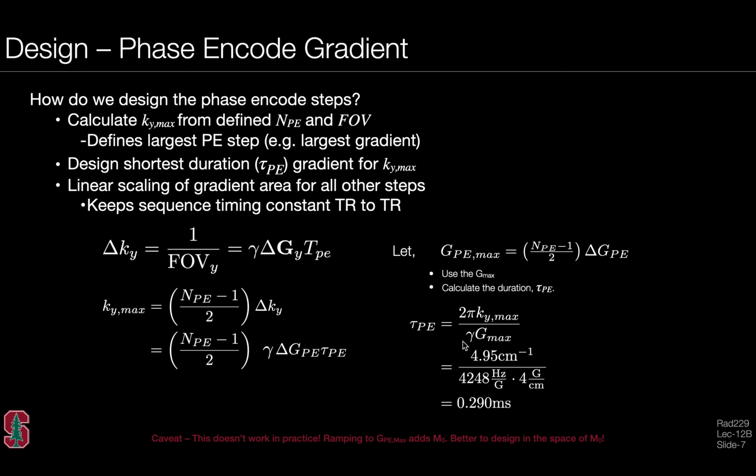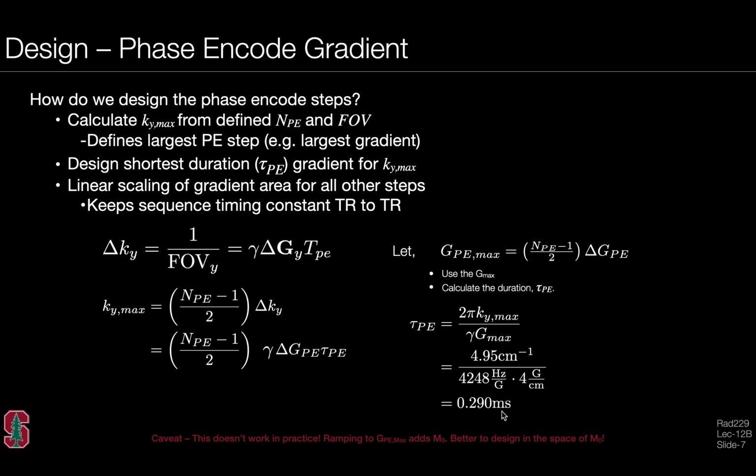And as a consequence, we would see that for an encoding resolution where the peak KY max is 4.95 inverse centimeters, imaging hydrogen using a 4 Gauss per centimeter gradient amplitude, we would need a phase encode duration of about 290 microseconds. Now, this would help us design both the amplitude using Gmax and the duration that we calculated here to design a phase encode gradient area.